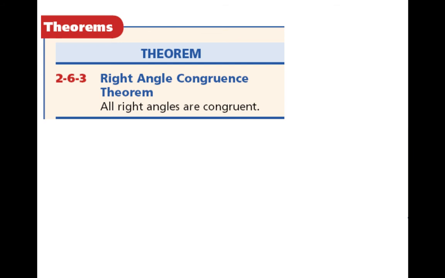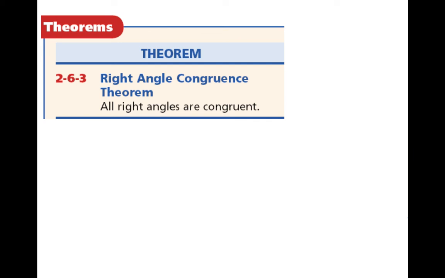The next theorem is called the right angle congruence theorem. It simply says all right angles are congruent. Now you might notice that that is not in if-then wording. So how would you put it in if-then so that you could figure out the hypothesis and conclusion? So how many right angles would you need? Now it says all right angles are congruent. Congruent means that they would be the same degree measure. So you can't use just one right angle, can you?